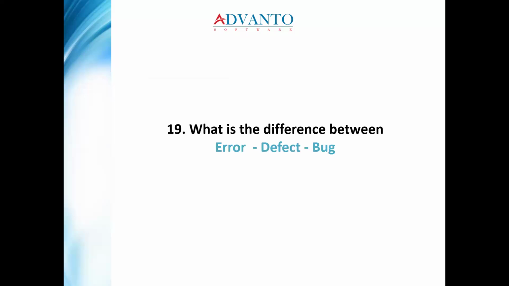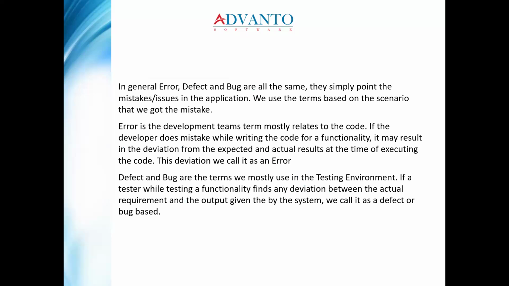The next question, what is the difference between error, defect, and bug? In general, error, defect, and bug are the same. They simply point to the mistakes, issues in the application. We use the terms based on the scenarios in which we found the mistake.